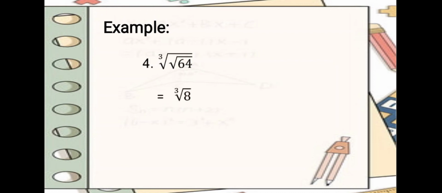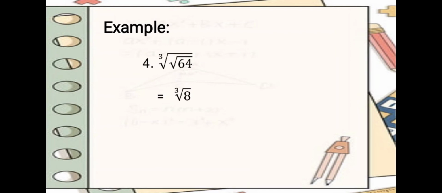So, para mas maintindihan natin, tignan natin yung example. So, we have cube root of square root of 64. So, paano natin siya isi-simplify? So, ganito yung una natin gagawin. Bakit siya naging cube root of 8? Because, sinimplify muna natin yung nasa loob, which is square root of 64. Since si 64 ay perfect square, na kung saan ang sagot ay 8, kaya siya naging ganyan. And then, kinopya natin yung radical sign na may index na 3.